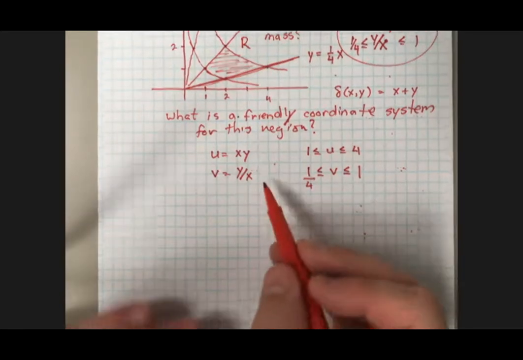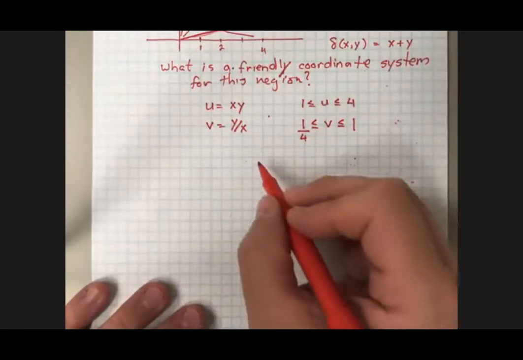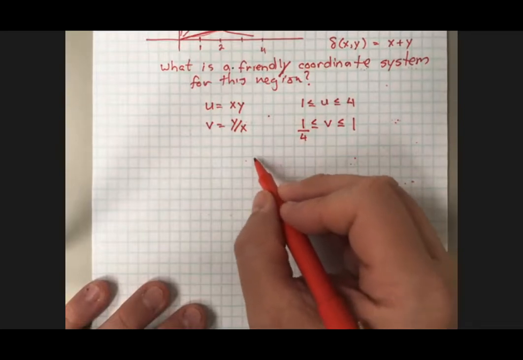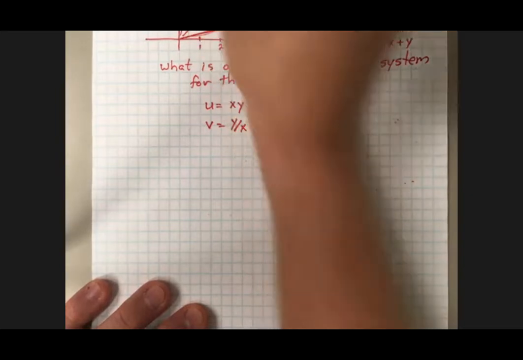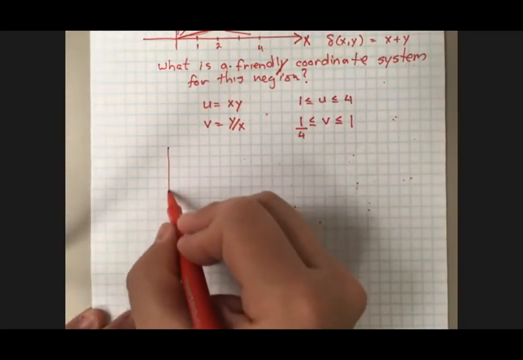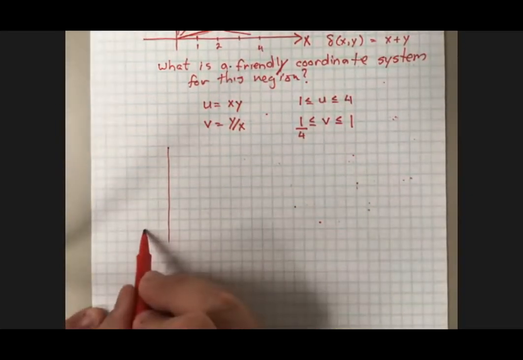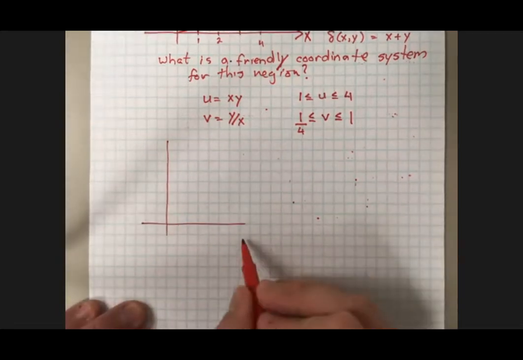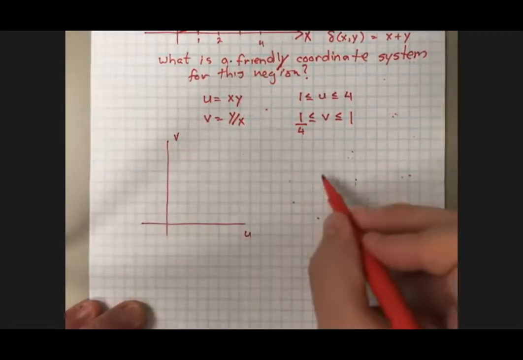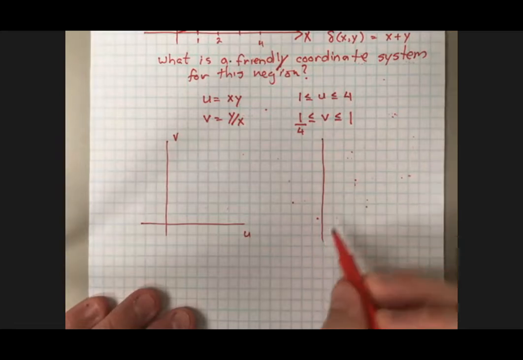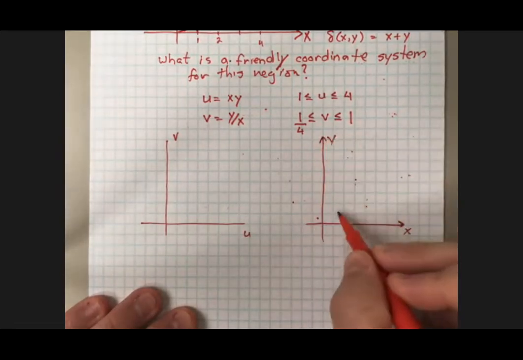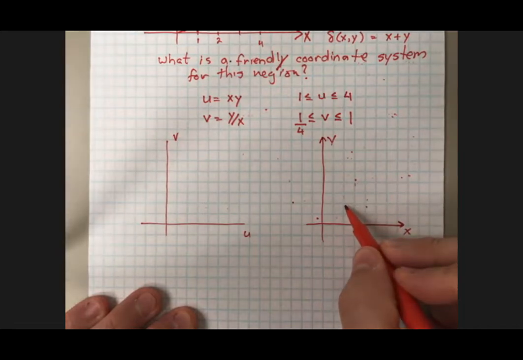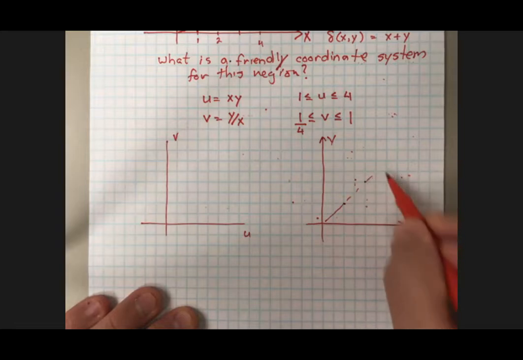But the problem is I have to pay for this. So let's draw a picture, not of the XY universe, but of the UV universe over here. I don't want to redraw the XY up top, but for the sake of the presentation, I think I'm going to do it very quickly.